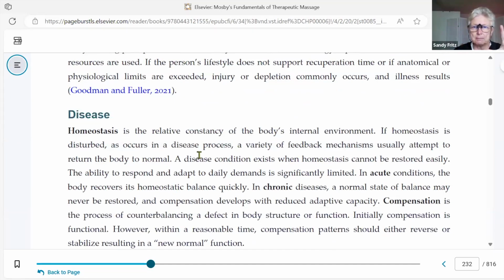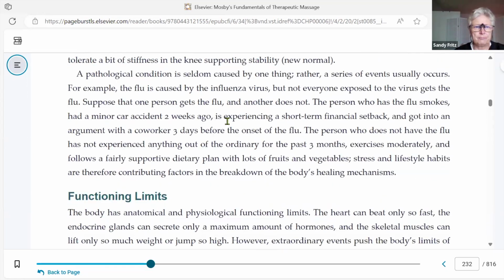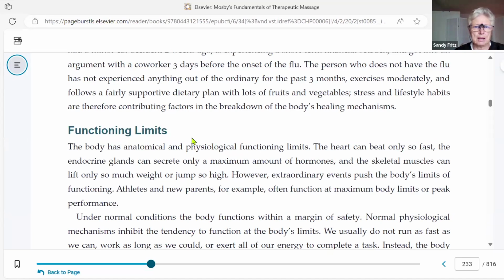So disease is what it breaks down. And homeostasis, all of the things that go on with that, are how we try to keep disease or pathological breakdown away. So how susceptible we are to that has to do with where our own physiological functioning limits are.